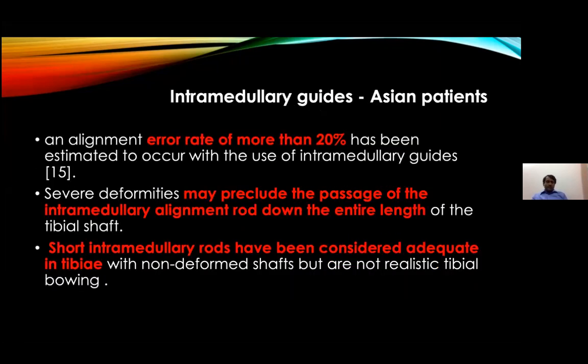Intramedullary guides in Asian patients: they have done studies showing that the error rate is more than 20%. It can cause error in the tibial cut, and because it is difficult to pass the intramedullary rod along the length. You can use a short rod, but if you use a short rod, again the tibial cut alignment changes.